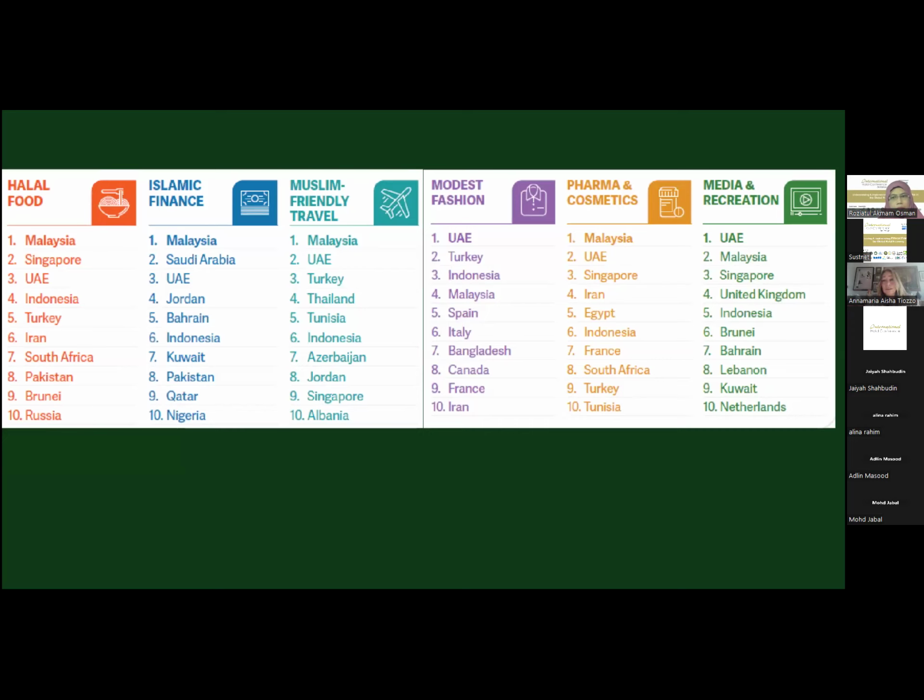I don't need to focus on this, but I want to remind any attendants that are not very informed about the halal sector. So we have different and various sectors like halal food, Islamic finance, Muslim-friendly travel, modest fashion, pharma, cosmetics, and media. And here we have a table of the main producers or actors in the different segments.